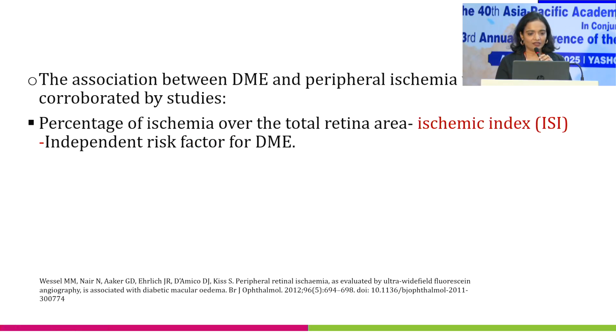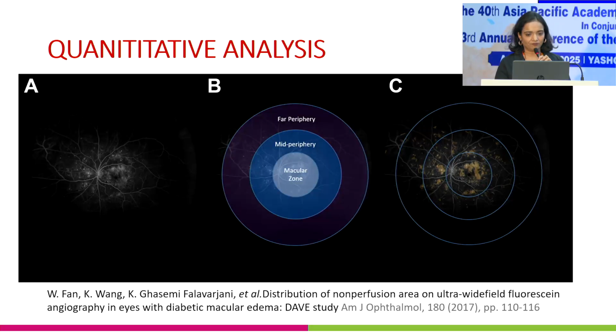You can calculate the percentage of the ischemia because it's almost like a panretinal view. It can tell you the ischemic index, which has been studied to be an independent risk factor for DME. This is how we calculate the ischemic index based on the non-perfusion areas in the macula, mid-periphery, and far periphery.